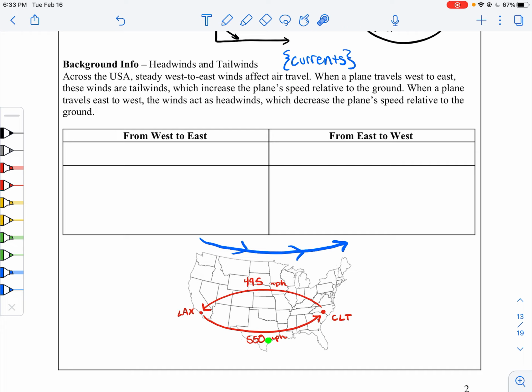So the plane will actually travel faster going from LA to Charleston than if it were going east to west from Charleston all the way to LA. It will actually move more slowly. So we call that ground speed. Anyway, tailwinds increase the plane's speed relative to the ground. It moves faster. And when the plane travels east to west, there are headwinds because it's going against the wind. The wind is at its head, which decreases the plane's speed relative to the ground.